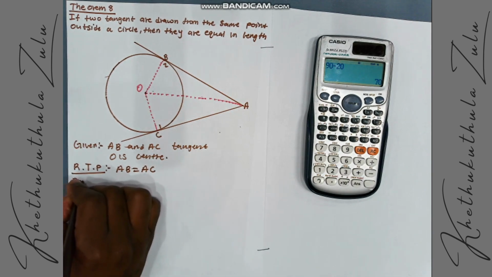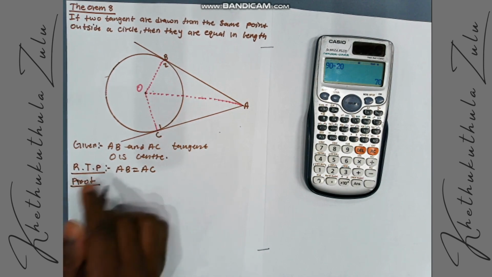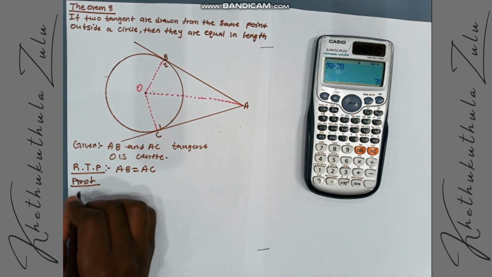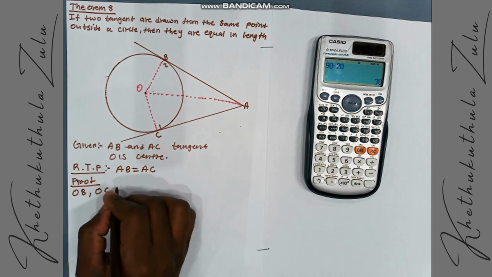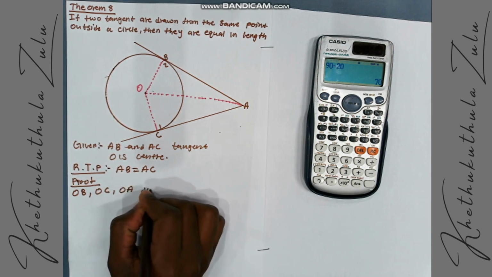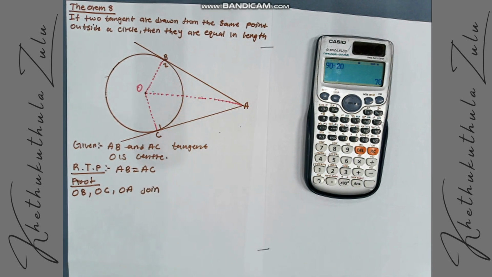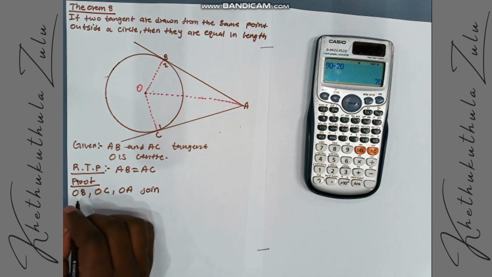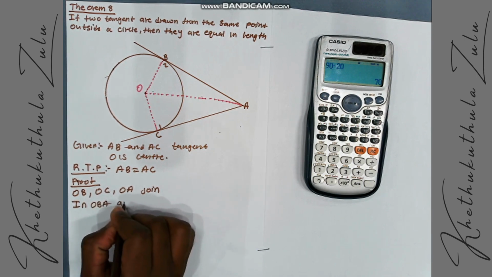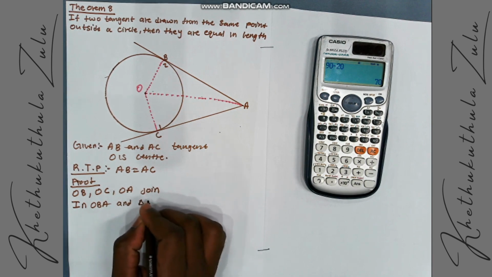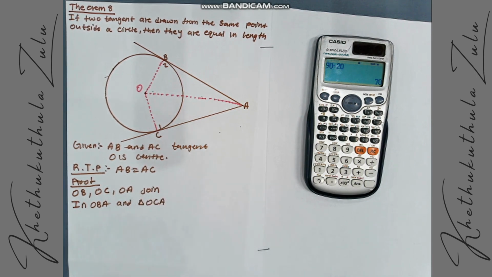And now let's prove. Before we prove, state our joins. So join OB, join OC, and join OA. That's what we joined. Then let's prove now. By proving congruency, we must state our triangles. We have triangle OBA and triangle OCA.